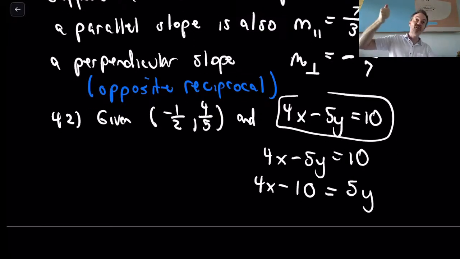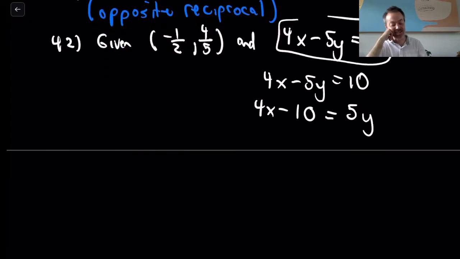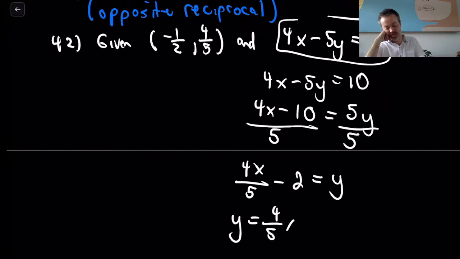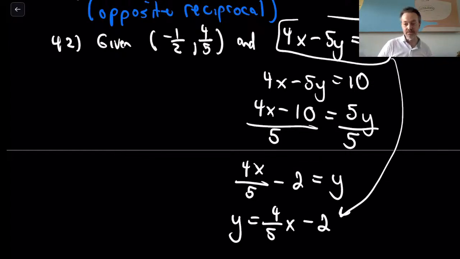Okay, so I'm adding 5y to both sides, and I am subtracting 10 from both sides. And now what I'm going to do is just divide both sides by 5. By 5, by 5. That's going to be 4x over 5 minus 10 over 5, which is 2. I could write that as 4 over 5x minus 2. Now that's the slope of this line.